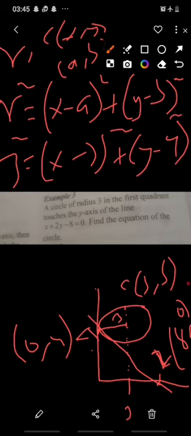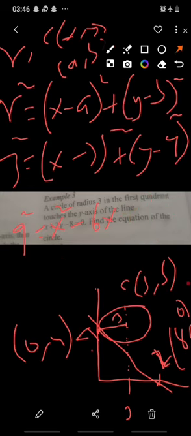Now when this is expanded, we have 3 squared = x squared - 6x + 9 + y squared - 8y + 16. So this basically becomes the equation of the circle, but then you have to write it in the standard form.